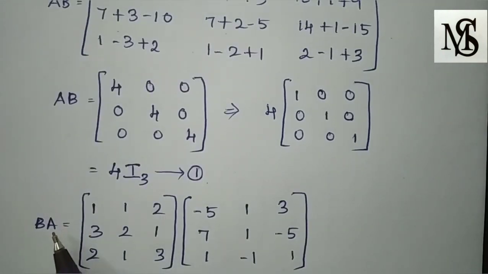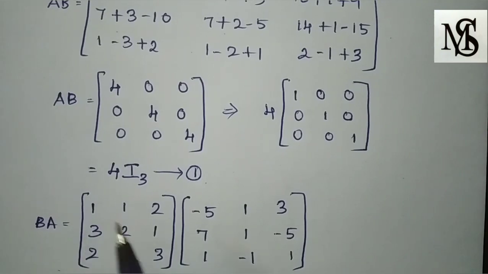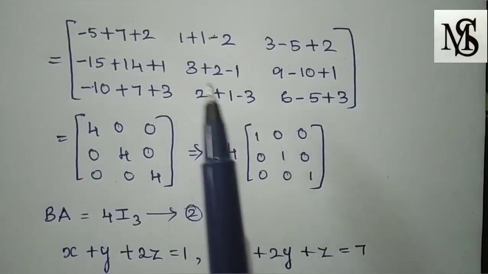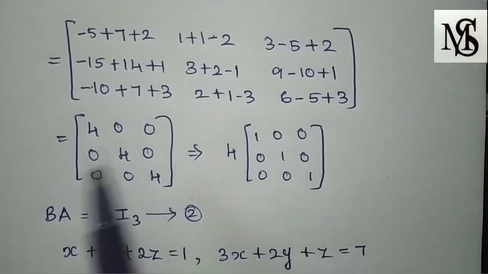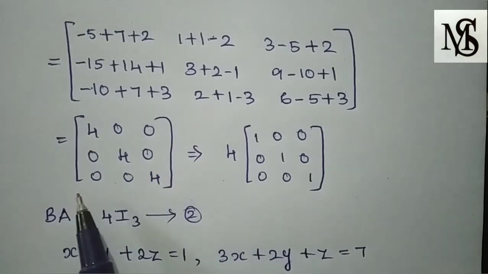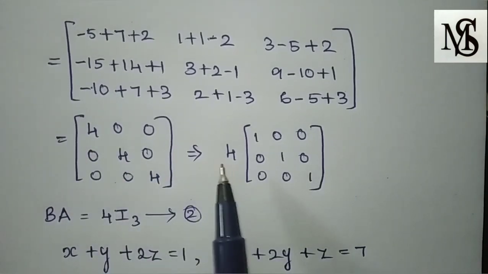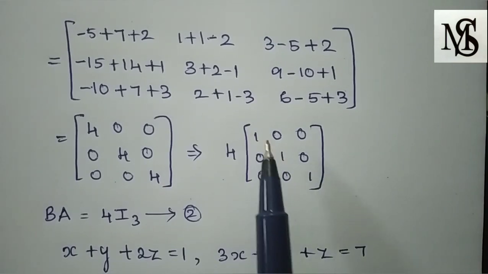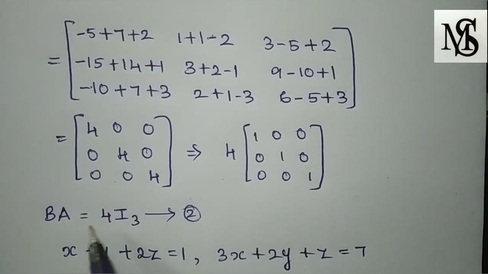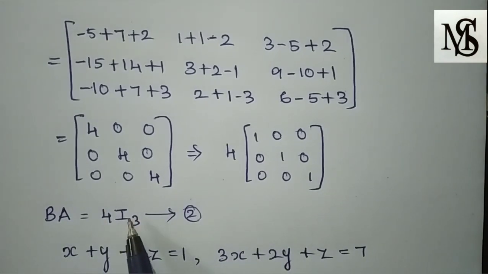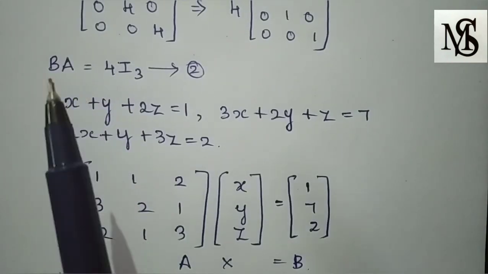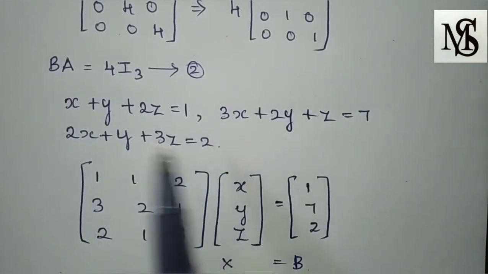Next we find the product of BA. BA is equal to the B matrix multiplied with the A matrix. Same here also, while multiplying and solving this, we will get the same matrix as before: 400, 040, 004. In this, we keep 4 as common, and inside it will be 100, 010, 001. This is the identity matrix. So BA is equal to 4I3. This is equation 2. We found the values of AB and BA. Next we should solve the three equations.